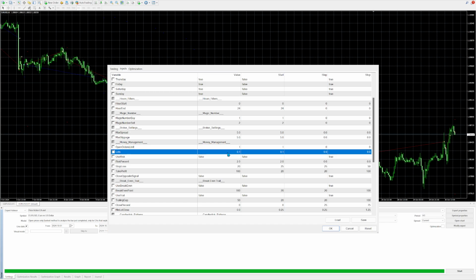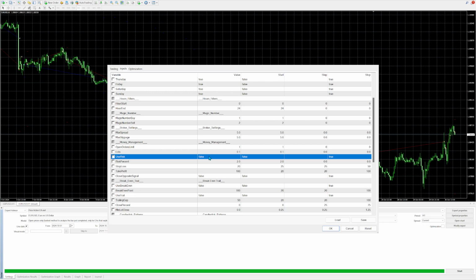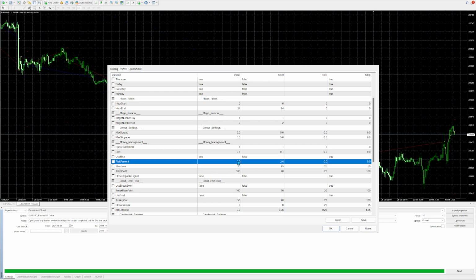Lots, that's the position size or lot size you'd like to take for each trade. The EA uses lots if use risk is set to false. If you set use risk to true, then the EA will calculate the lot size depending on the risk percent you set in this field. So if you had use risk set to true and risk percent set to 2, that would mean that the EA would calculate the lot size so that a maximum loss would be 2% of the account balance.